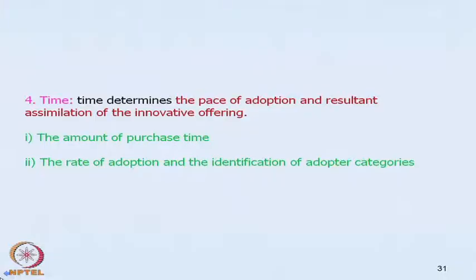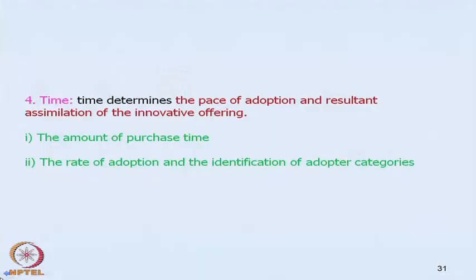The fourth element of this definition is time. Time here will determine the pace of the adoption process or the assimilation process with respect to the new product or service offering. So time here refers to 2 things: the amount of purchase time, and the rate of adoption and the identification of adopter categories. Time determines the pace of adoption and the resultant assimilation.